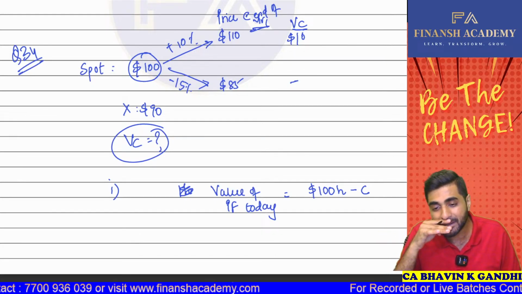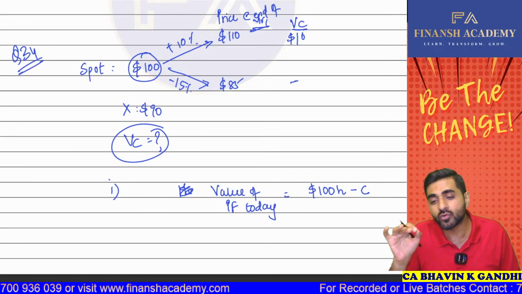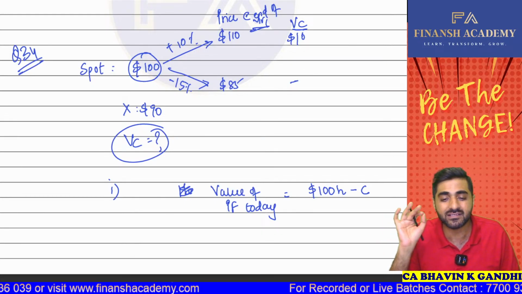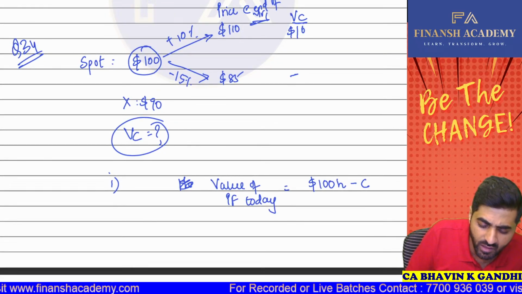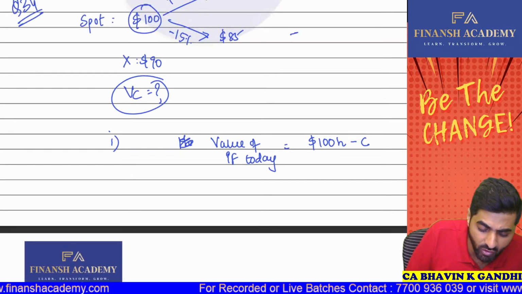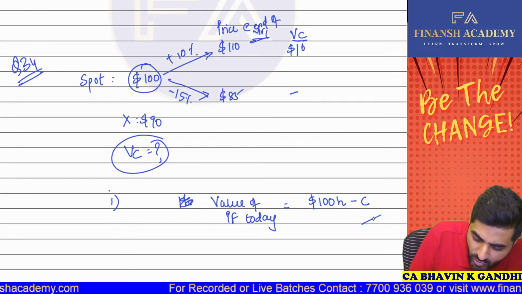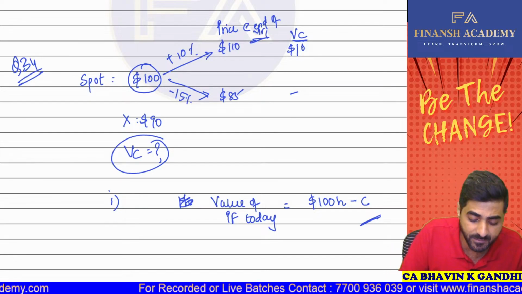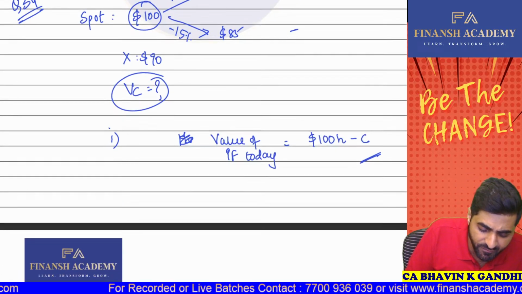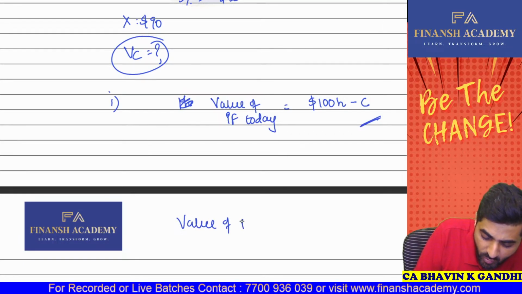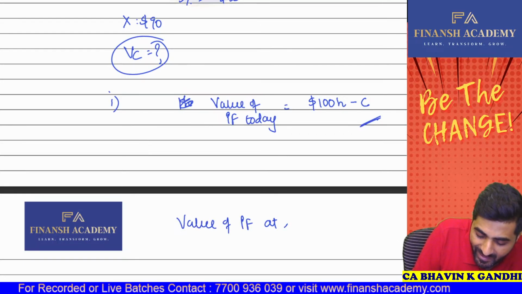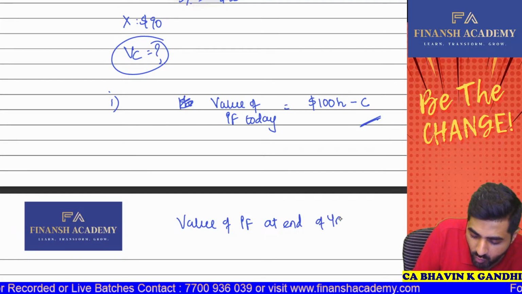So I'll be subtracting the C part. So the value of the portfolio today is $100H minus C. Okay. Now, my dear students, this is the value of the portfolio today, $100H minus C. Now, if I want to calculate what should be the value of the portfolio at the end of year one.